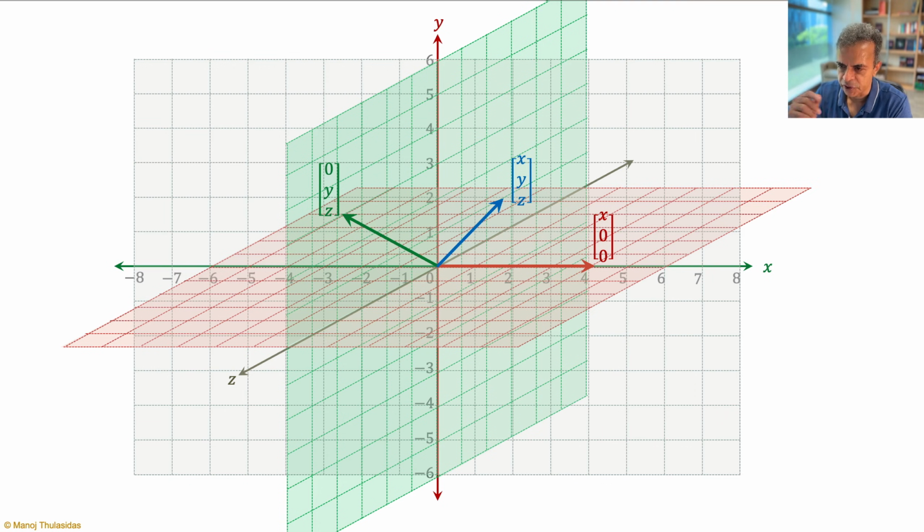Now the union of these two, the union of my red subspace, (x, 0, 0) vectors of that kind, and the vectors of the kind (0, y, z), would be just that. It's that green plane plus this just one line.